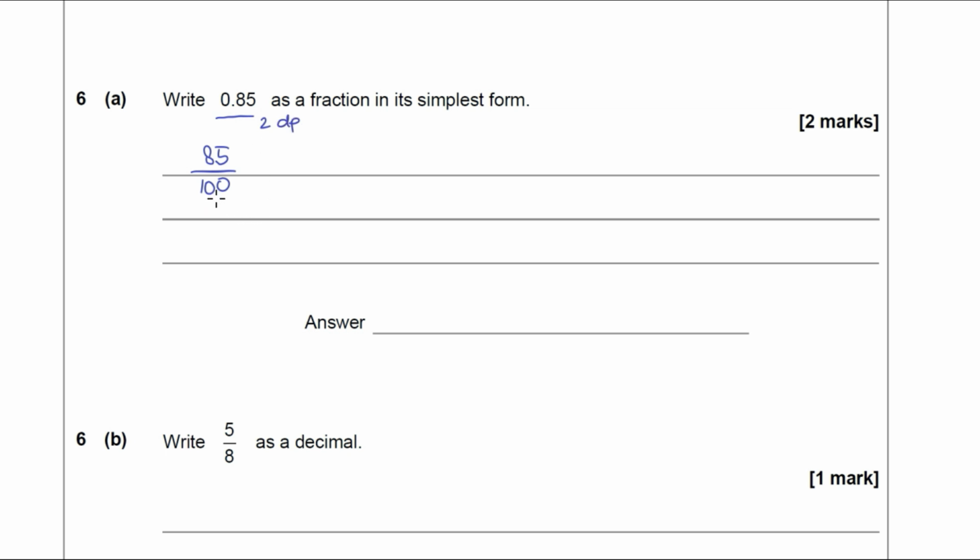So we have 100. Then, to make this fraction simpler, we have to divide this number and this number by the same number. Let's say I can divide it by 5, so you have 17 here and you have 20 here. Then we get 17 by 20, and this is the simplest form. We can't make this any simpler because 17 is a prime number, so you can't divide it by anything else. So we've got the answer already, 17 by 20.